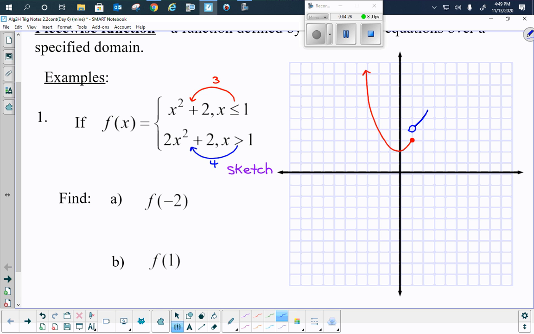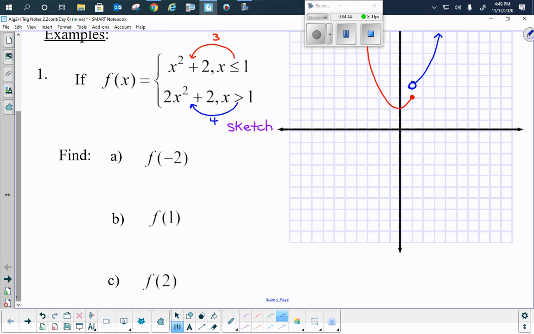All right, so again, this is just a quick sketch. There we go. That would be a pretty accurate sketch of this piecewise function. Okay, and now let's talk about finding these different values.